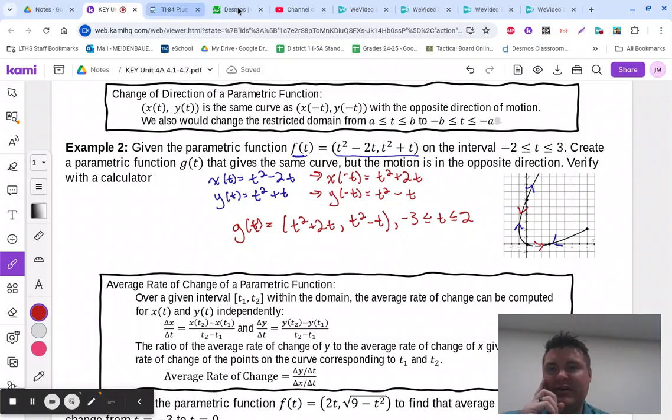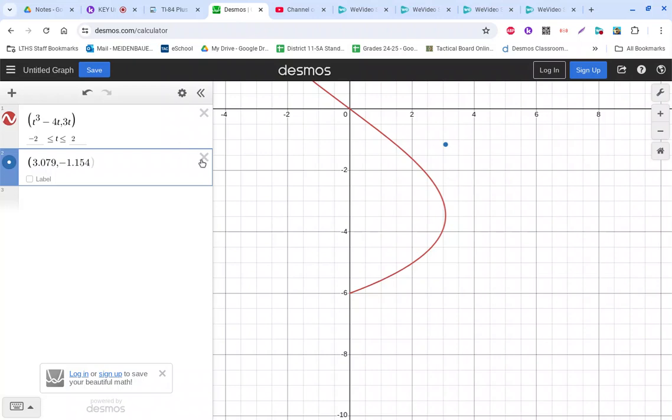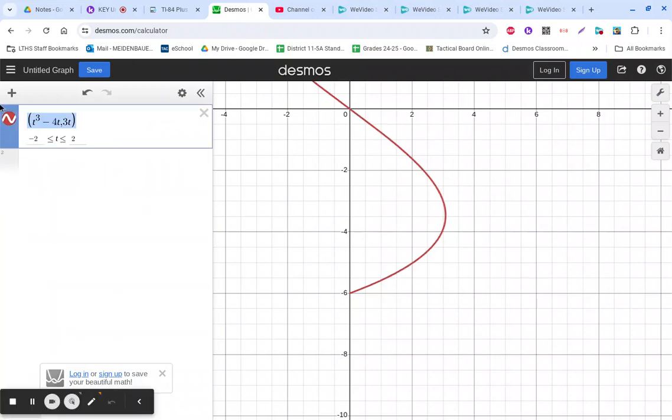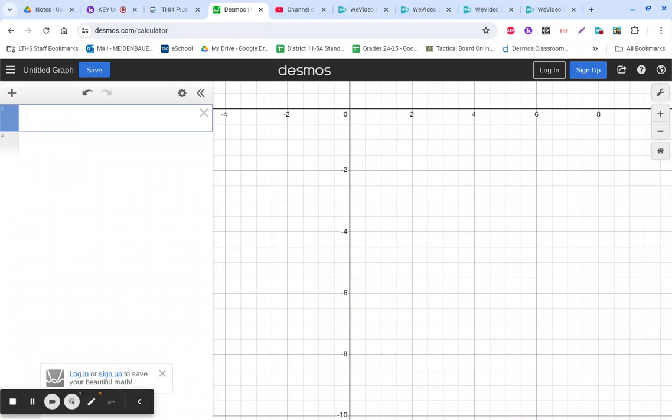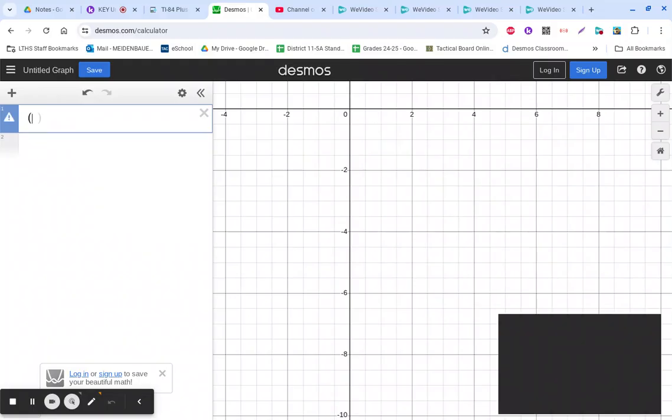So I'm going to go to Desmos real quick. And, oh, that's the last thing we just did. You can actually graph this stuff in Desmos. I'm going to do that. This will be the first one, will be f of t.